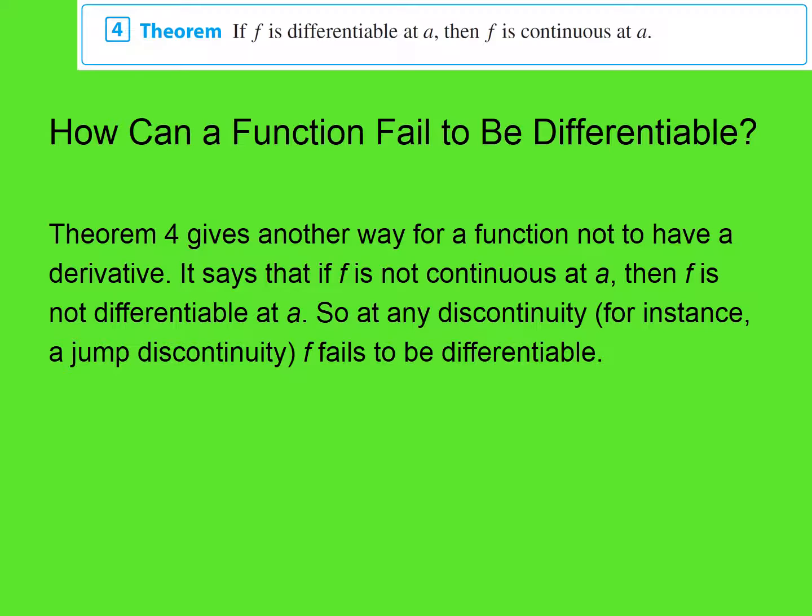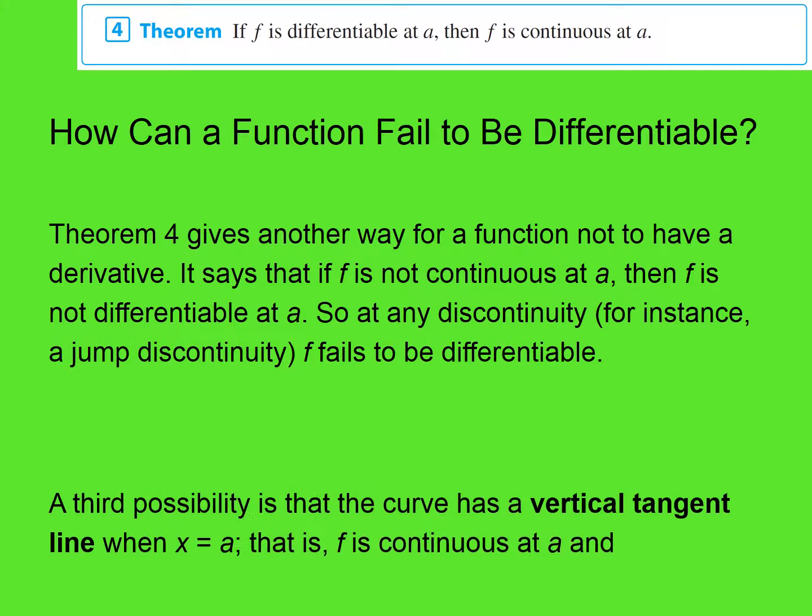Theorem 4, which is if differentiable then continuous, gives us another way for a function not to have a derivative. It says if it's not even continuous, then it's not differentiable. If you can't graph it without lifting your pencil from the paper, then it's certainly not smooth there. So at any discontinuity, for example, a jump discontinuity, f fails to be differentiable.